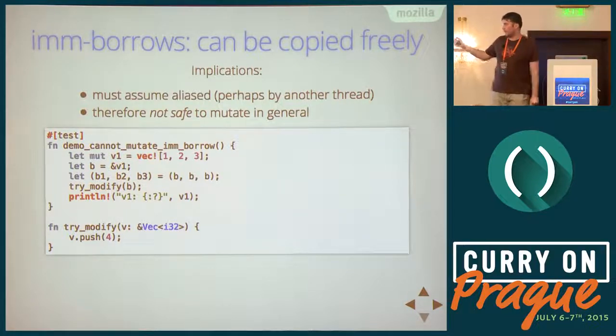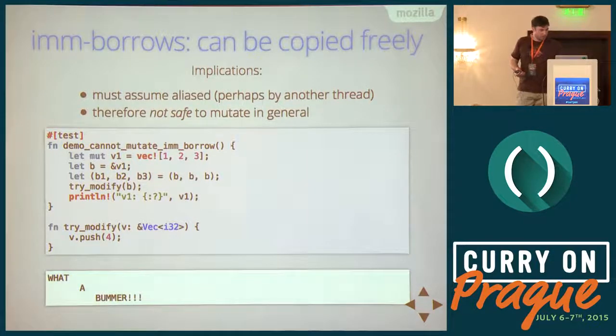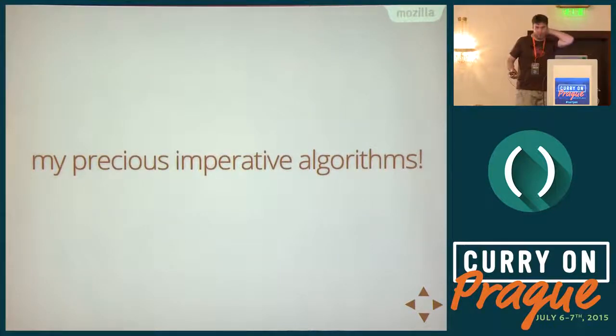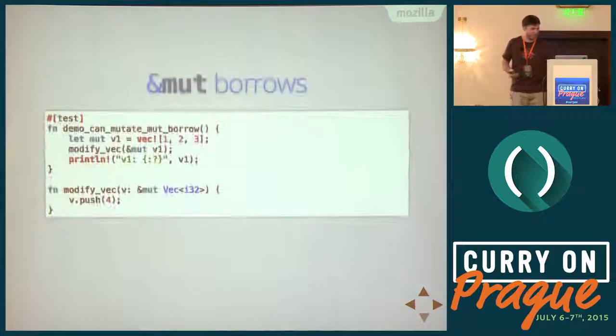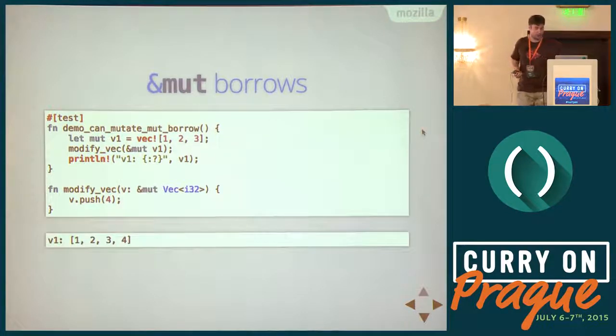So we were talking about these read-only borrows, and the crucial thing here is that you have to assume they're aliased, as in, the programmer does and the compiler does, because maybe they were. That means that, for example, down here, this call to try modify is an error because you don't know if that vector is aliased by something else. It tells you can't borrow this immutably borrowed thing as if it's mutable. And that's a bummer because I'm an imperative programmer. I want my algorithms. So this is where the exclusively borrowed mut borrows come in, where now you can do ampersand mut, and then you can call modify vec, and that works fine. And it ends up printing 1, 2, 3, 4 here.